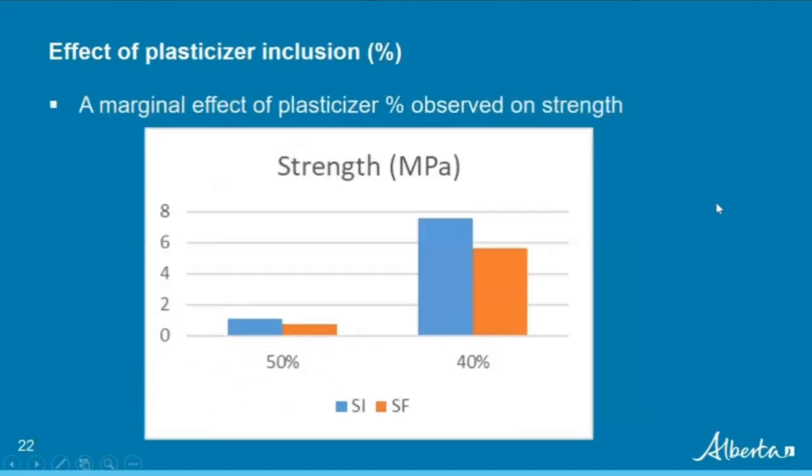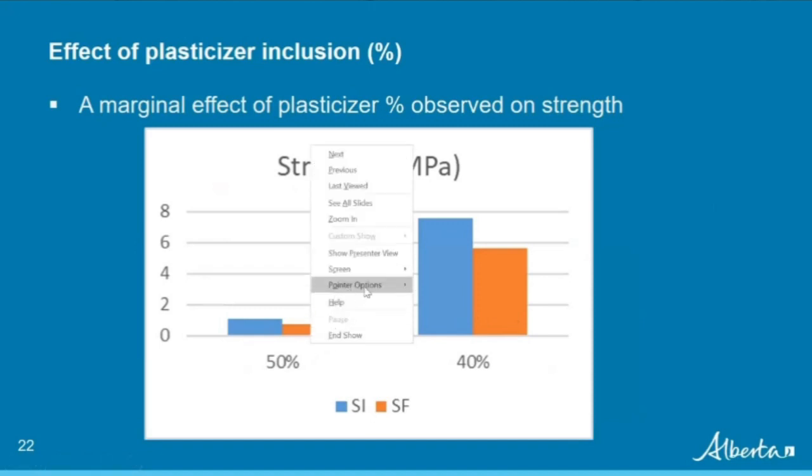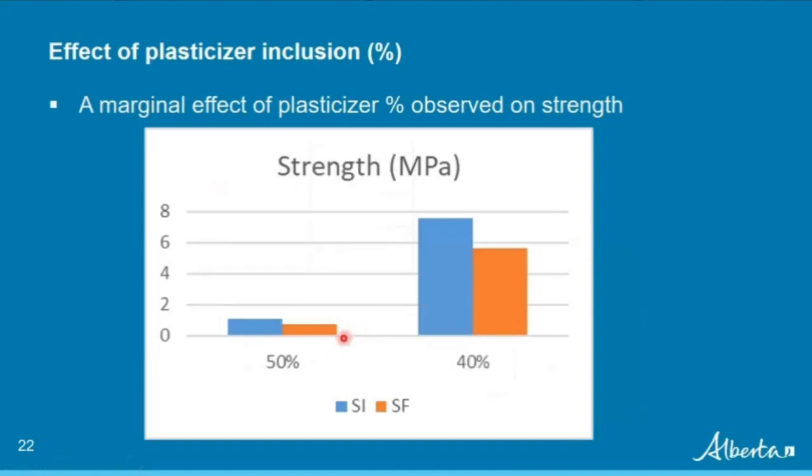And this shows that if you reduce the mixture of plasticizer from 50% to 40%, we significantly increase the strength of the plastic we made.